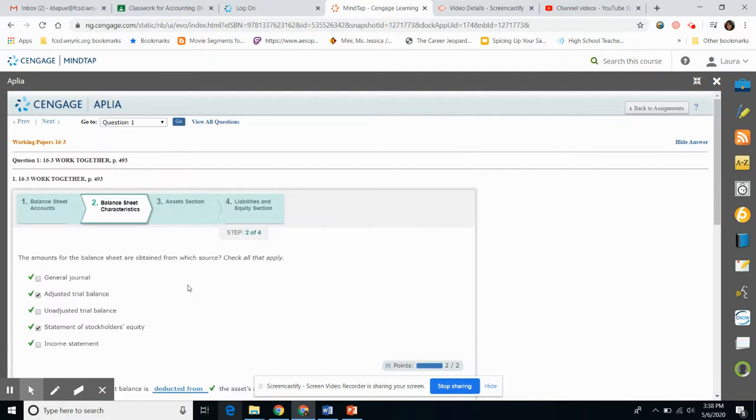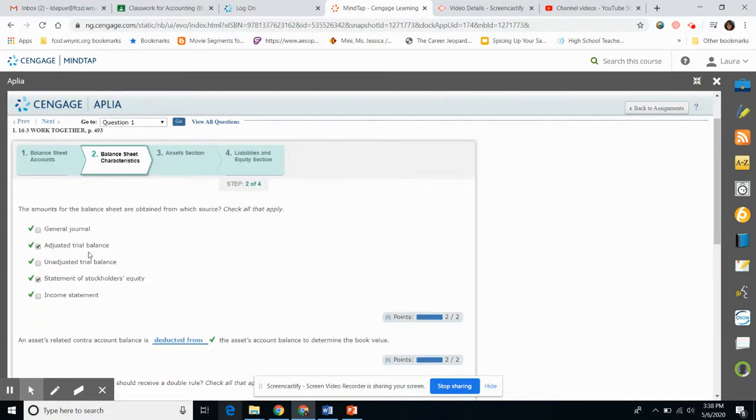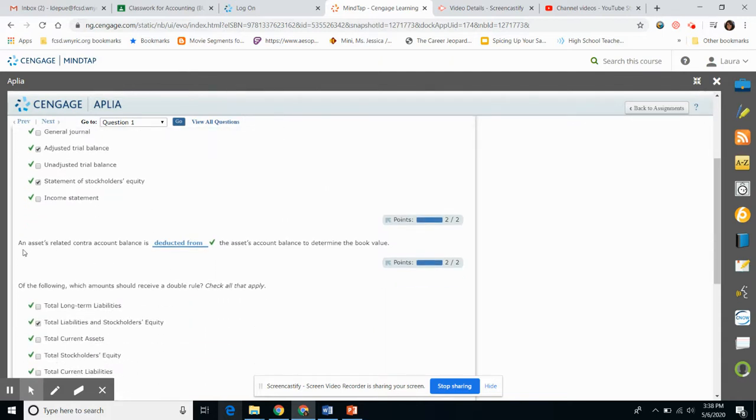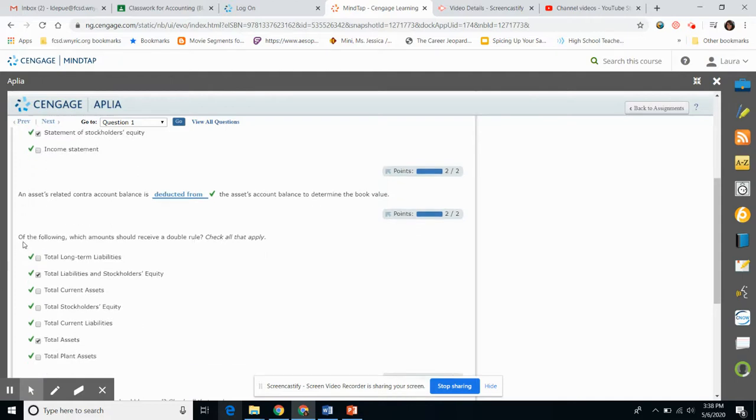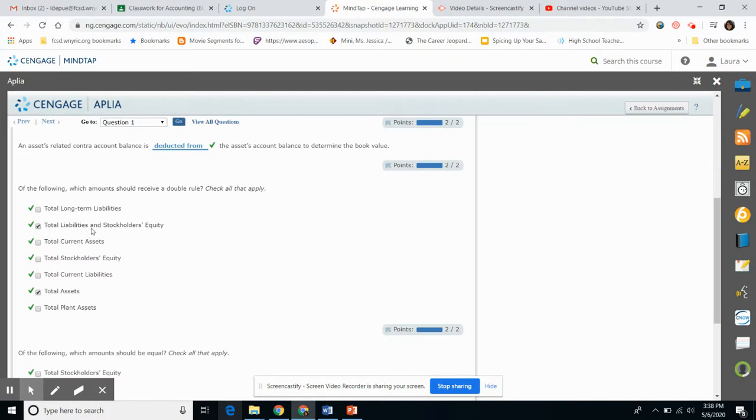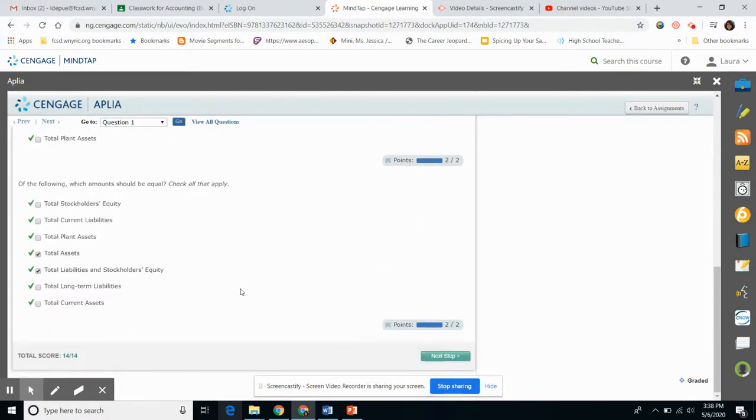All right, let's see if you got it right. This first section, you should have had adjusted trial balance and the statement of stockholders' equity. The second one should be deducted from. So anything that's a contra kind of means opposite. It's deducted from that balance. Of the following, which amount should have a double rule? Total liabilities and stockholders' equity and total assets. And then which ones should be equal? Assets and total liabilities and stockholders' equity.